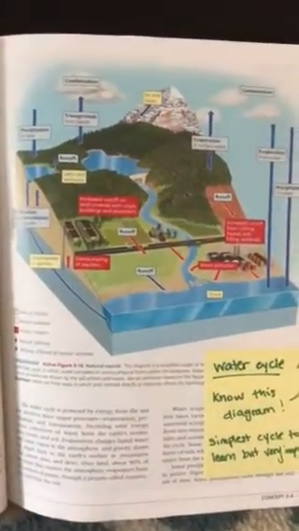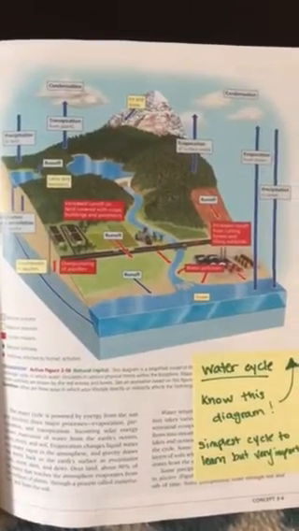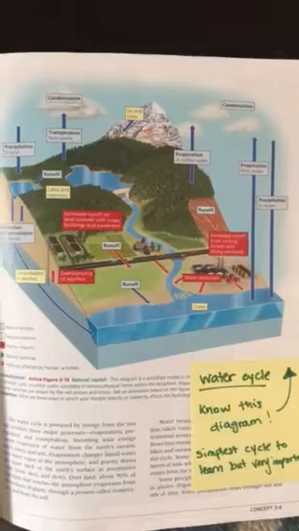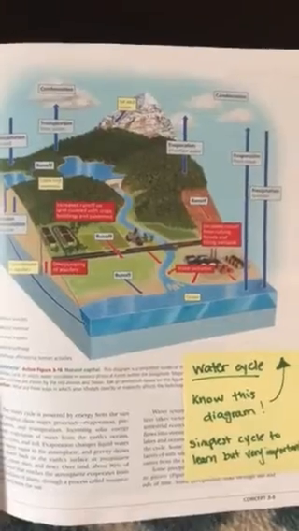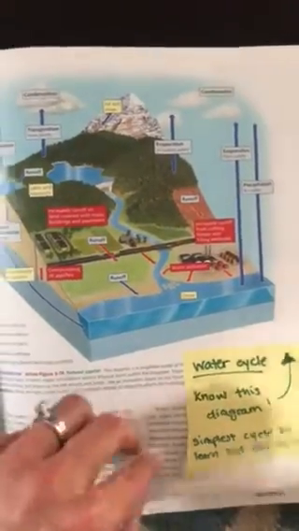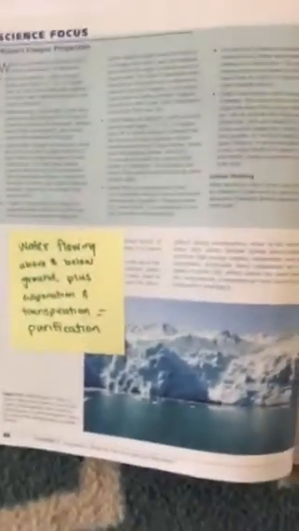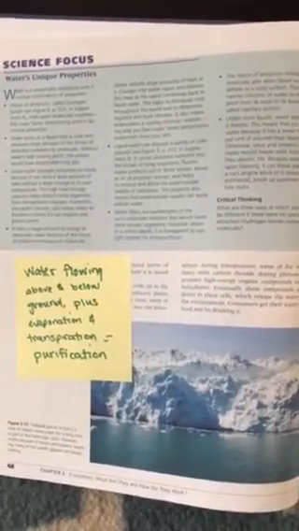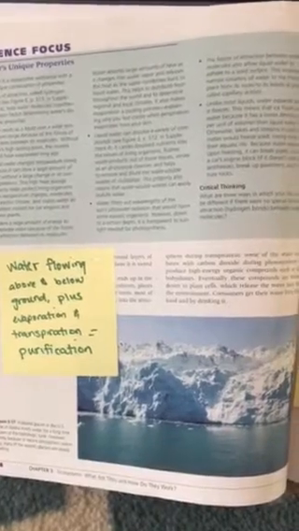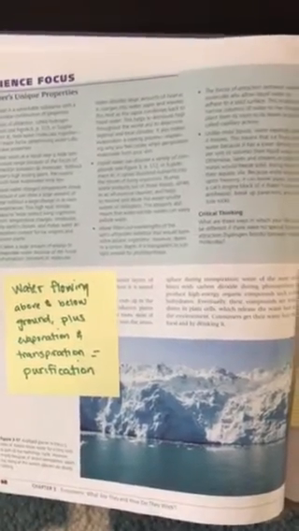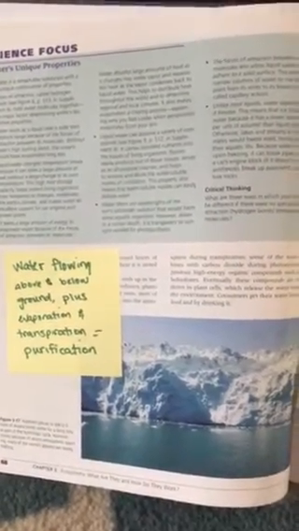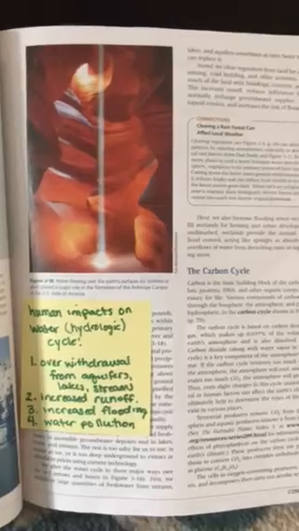All right, water cycle. You've been studying this for a very long time. Know this diagram. Understand the different activities and processes happening here. It's definitely the simplest cycle to learn, mostly due to familiarity, but it's very important. Keep in mind that water flowing above and below ground, plus evaporation and transpiration, leads to purification, which is very important because the water that's here on Earth is all the water we have. It's the water that's been here for millennia.